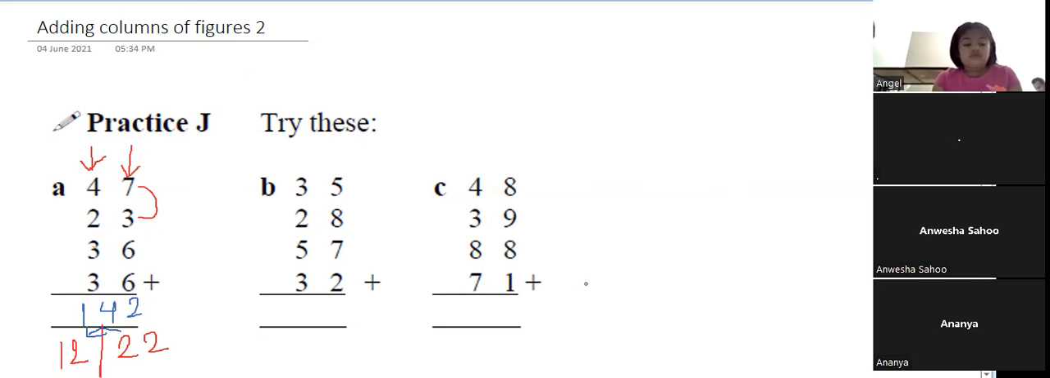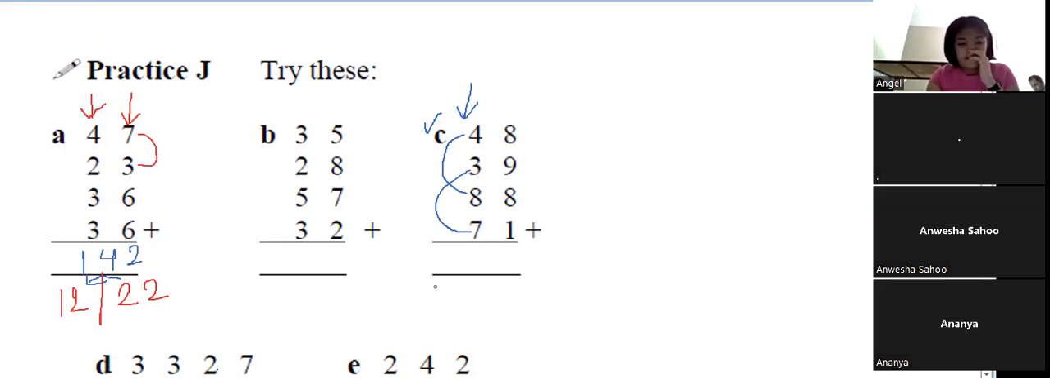Next, Ananya. Can you do C? Yes, carry on. The tens place. 7 plus 3 is 10. 8 plus 4 is 12. 10 plus 12 is 22. Okay, and units place.